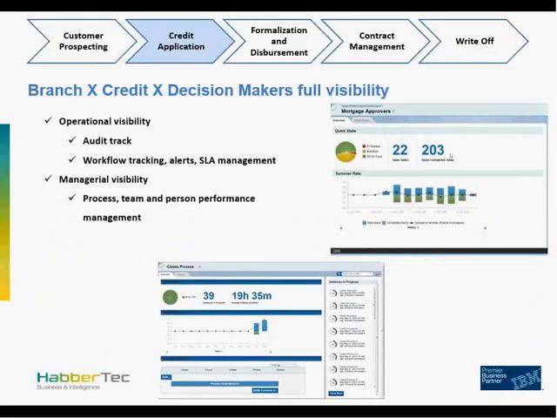Next point is related to branch credit and decision makers visibility. It's amazing how hard it is to track processes that are running on the chain. So it's mainly for B2B banking. Retail is less likely to have this tracking problem because it's pretty much automated most of the time.